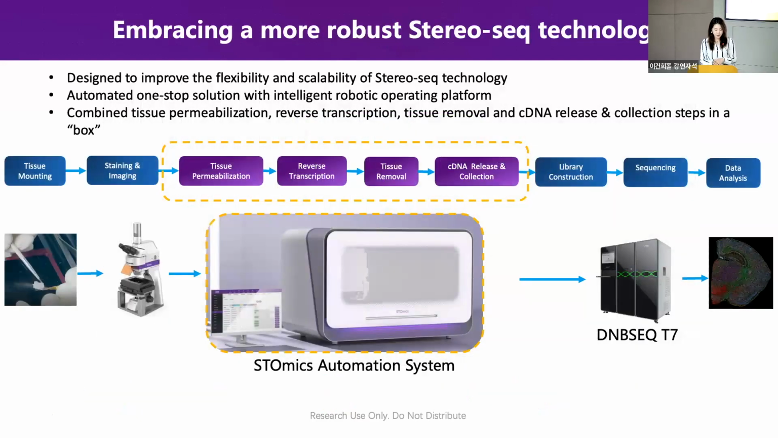So for this machine, it's designed to improve the flexibility and scalability of Stereo-seq technology, and also to bring better automation solutions into their lab. So this provides an automated one-stop solution with intelligent robotic operating platform and software systems embedded within the machine. And we're combining the manual operation steps in the STOMIX automation system, so everything can be bundled together and you can do everything in a quick way, and then you can walk away and do some other experiments and then come back to check the results.